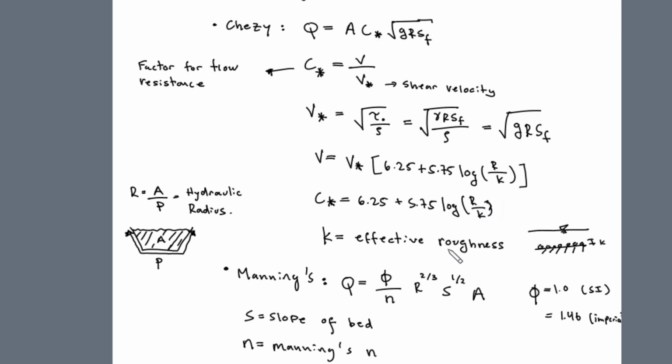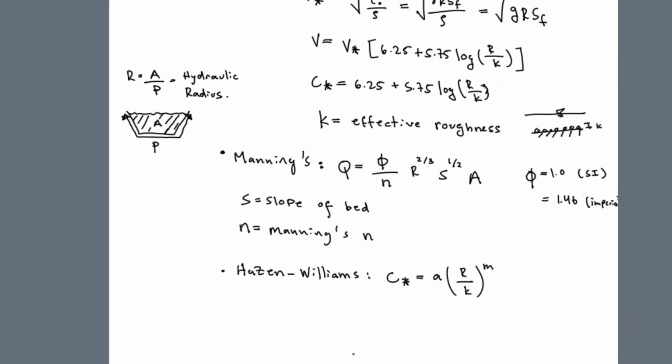where this K value is just your effective roughness, which is basically like a sand grain roughness for your bed. And that's dependent on soil properties and that nature. And then we have Manning's equation, which is Q equals phi divided by N times this business. Phi is equal to 1.0 for SI units and 1.46 for imperial. S is the bed slope, and N is Manning's N.